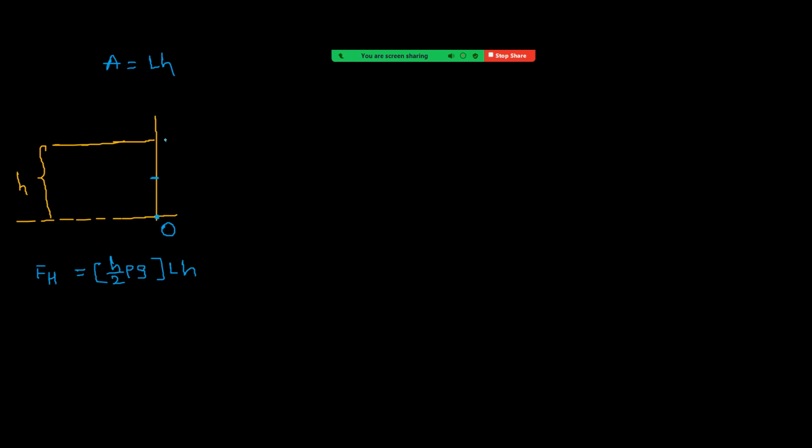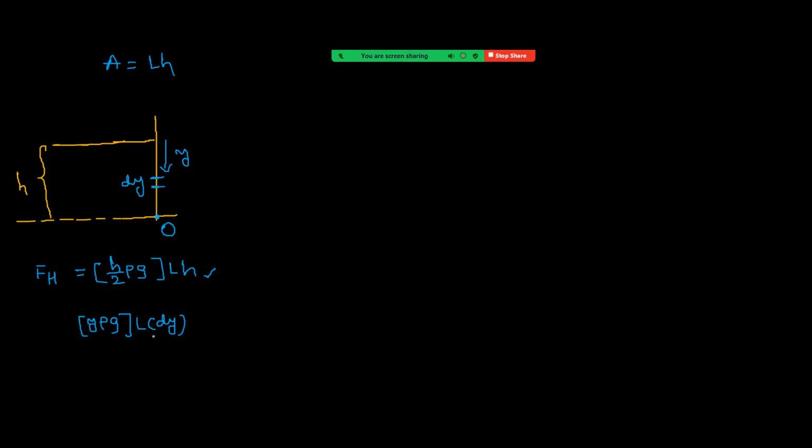Let us take at a depth y a strip of width dy. So this is now one rectangle whose length equal to L, breadth equal to dy. At a depth y, pressure equal to y rho g. This is the pressure into area. Area is now L into dy. This gives us the force acting on that rectangle. If you integrate now from 0 to h, then we are going to get this answer.